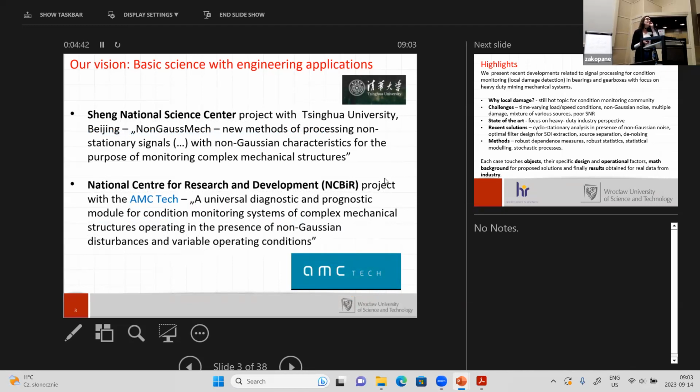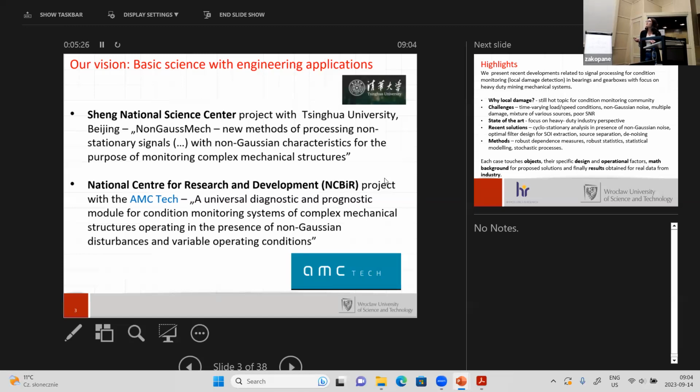The first one is more of a research project financed by the National Science Center. This is the Shen project together with Beijing University. In this project, engineers are also involved. And of course, here is the title of this project. But what is important, here we try to use mathematical methods to analyze signals with non-Gaussian characteristics to identify local damage. Here we are talking about local damage detection based on the vibration signal. And we observe in real industry that the signals have non-Gaussian behavior. This is the first project that we are implementing now.